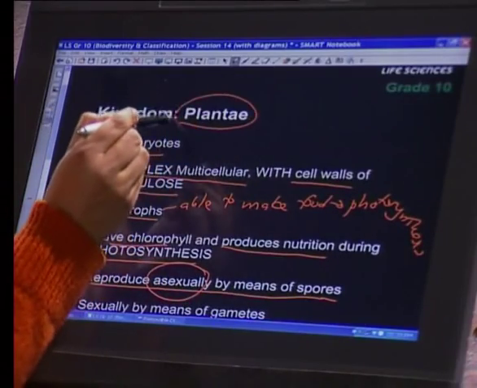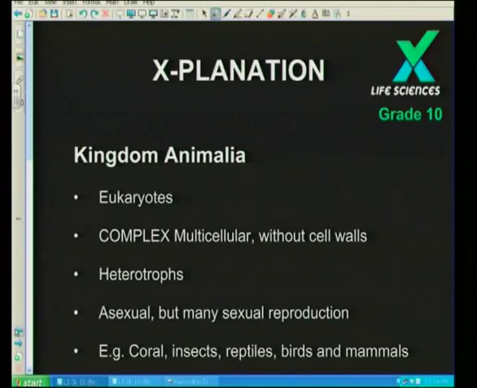Here it is. And we look at, for example, the kingdom Animalia. All animals are eukaryotes because they have a true nucleus, they are complex, they are able to make their own food, and they can reproduce sexually as well as asexually. We now go on to the kingdom Fungi. What are some of the characteristics of fungi? And we're going to look at some pictures of fungi as well.